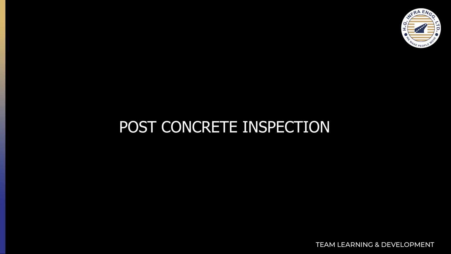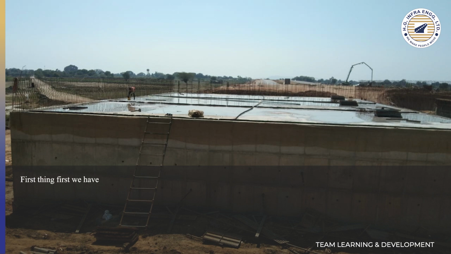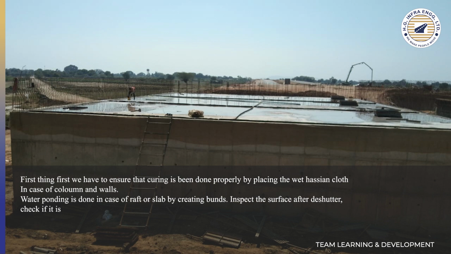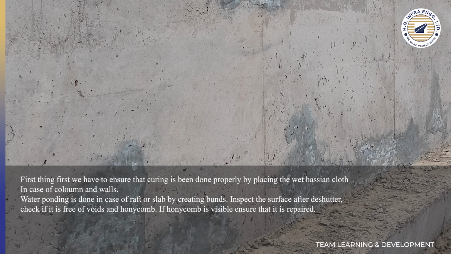Post-concrete inspection. First thing first, we have to ensure that curing is being done properly by placing wet Hessian cloth in case of columns and walls. Water ponding is done in case of raft or slabs by creating bunds. Inspect the surface after de-shuttering. Check if it is free of voids and honeycombs. If honeycomb is visible, ensure that it is repaired.